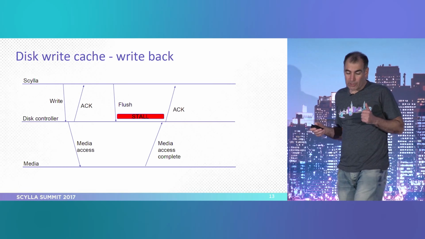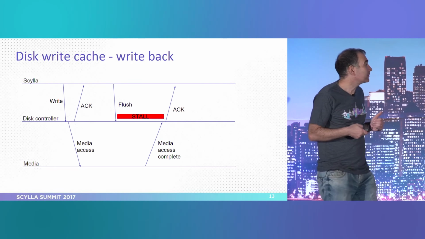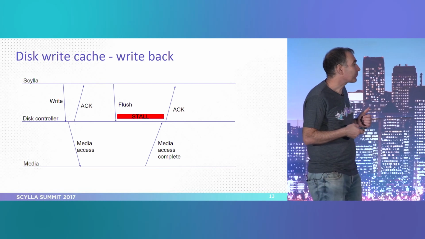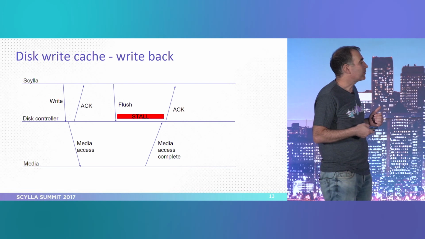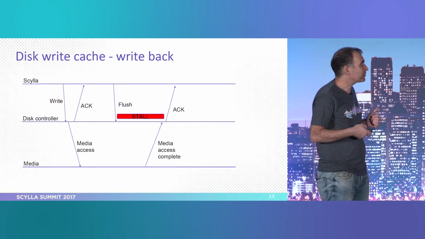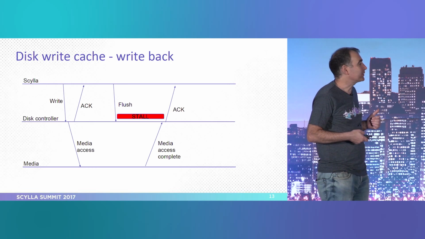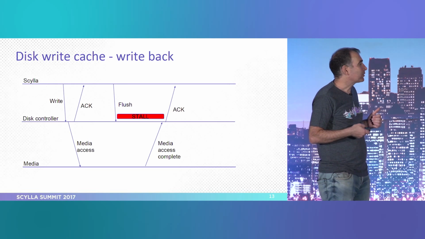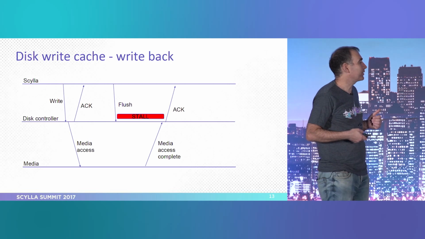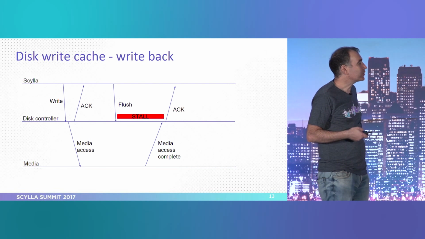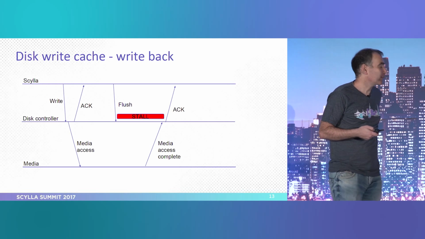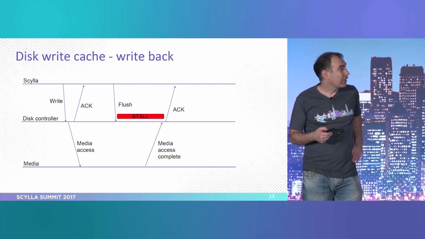So this is a diagram of what's going on. You can see that the write is acknowledged very quickly, and the media access starts, but it doesn't actually complete. So the data is acknowledged before we are sure that the data is on the media. So the important thing is the flush that waits for the media access to complete, but again, that can take a pretty long time.